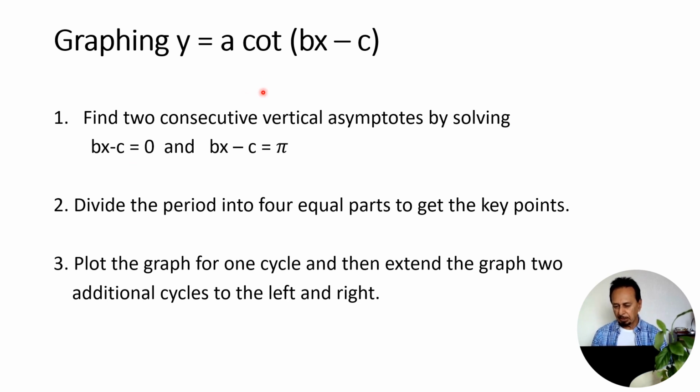Graphing y equals a cotangent of bx minus c. So we graph the cotangent from 0 to pi. So bx minus c equals 0 and bx minus c equals pi. Solve for x and then divide the period into 4 equal parts to get the key points. Then plot the graph for one cycle and then extend the graph to 2 additional cycles to the left and right.